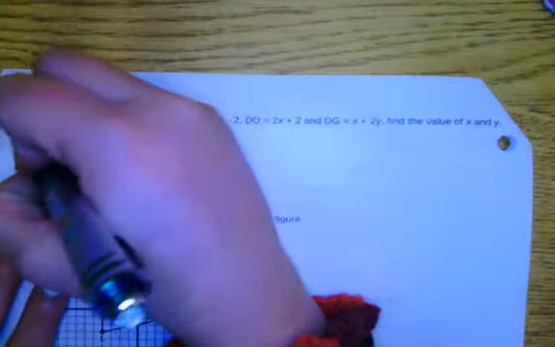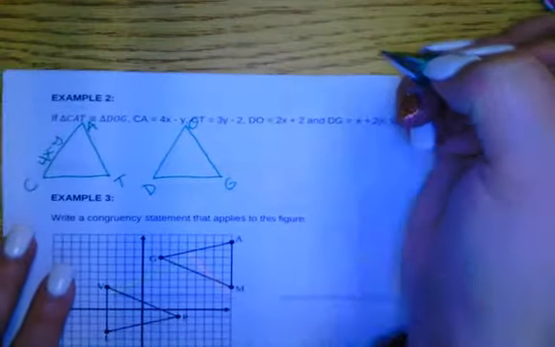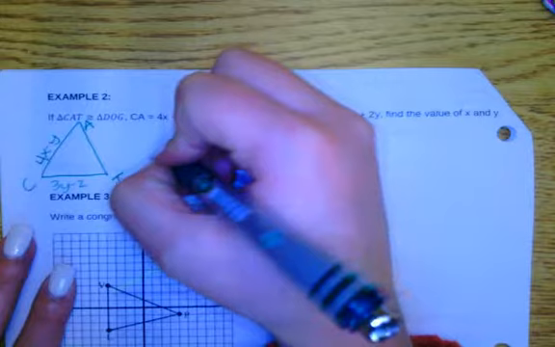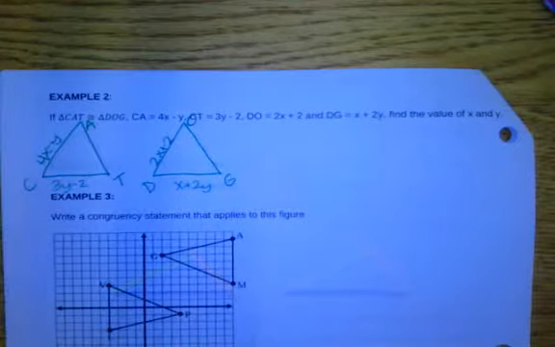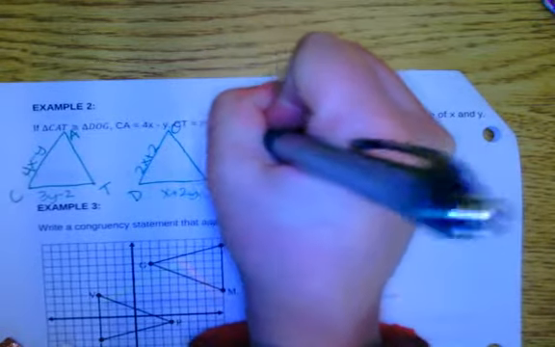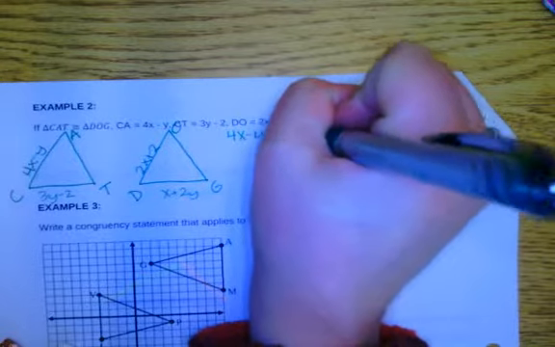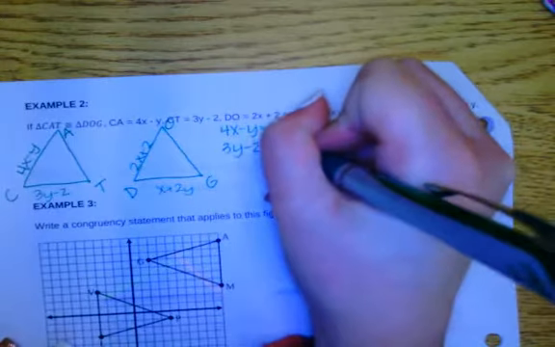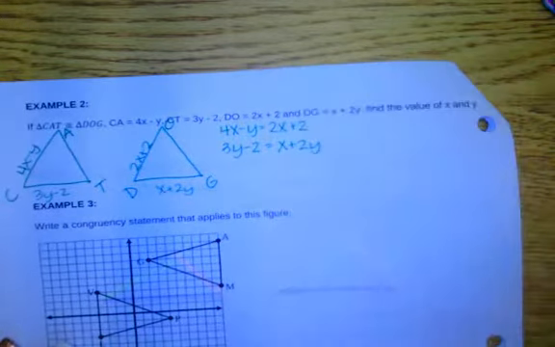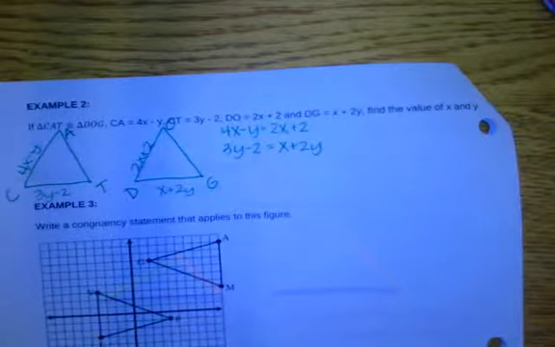Okay, then label what you're given. So I have 4x minus y, 3y minus 2, 2x plus 2, and x plus 2y. Okay, what do we have so far? What are my two equations? 4x minus y equals 2x plus 2. And what's my other equation? 3y minus 2 equals x plus 2y. Okay, what do you think the easiest thing to do here would be?